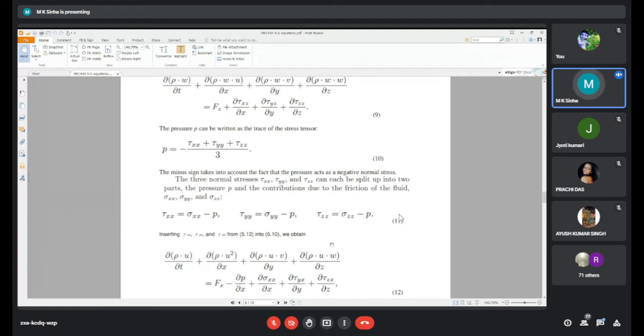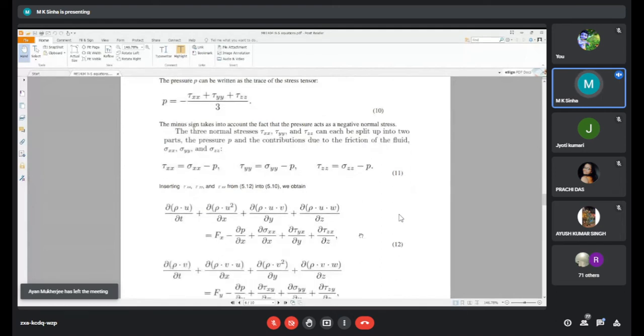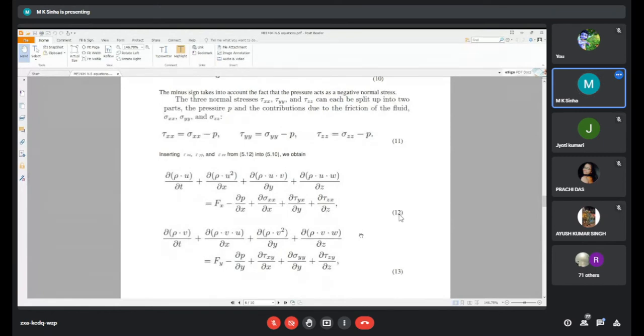Then we can replace tau with sigma and p. Then the equation takes the form along the x-axis: del u by del t, that is rho times Du by Dt. The left side remains the same, the right side is changing, and one more term comes in, that is the gradient of the pressure with the negative sign.